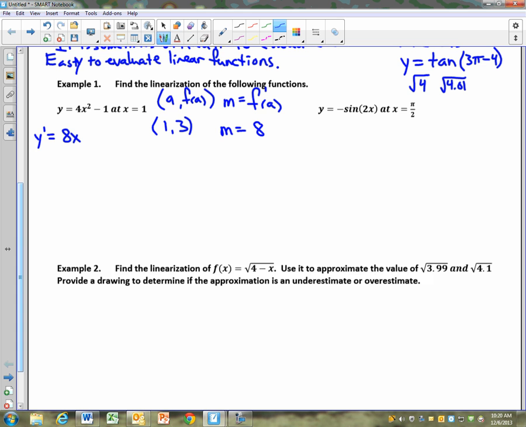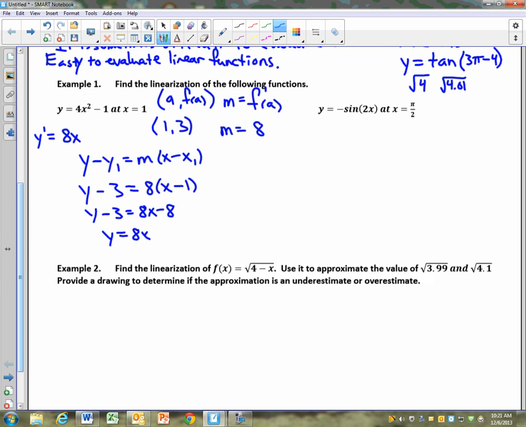I always do use the y equals mx plus b, but just for the sake of something we're going to move to later on as well, I'm going to write it like this. Y minus y1 equals m times x minus x1. That's how Elizabeth does it all the time. So y minus 3 equals 8 times x minus 1. Or y minus 3 equals 8x minus 8. Add 3, y equals 8x minus 5.